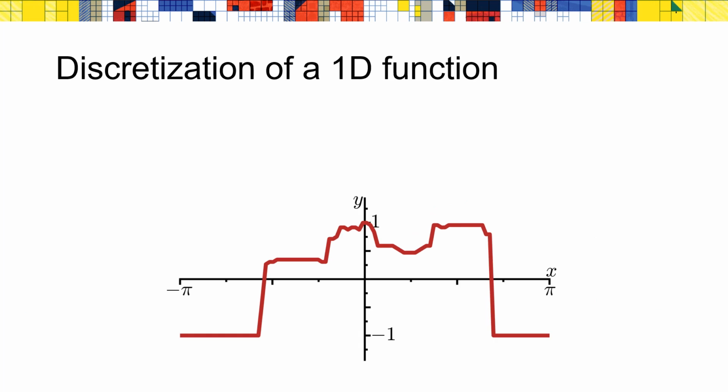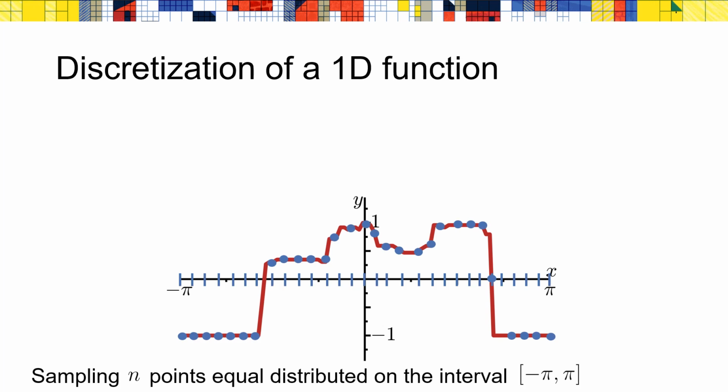So in the discrete setting, we cannot consider a continuous function, and what we do is we sample a set of n elements on the first set. So in this case, in the interval minus pi, and we associate to each of these points the value that is given by the function.